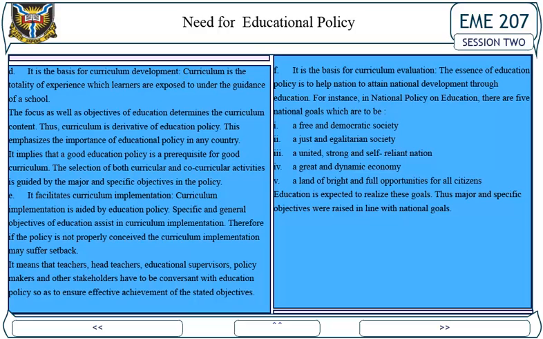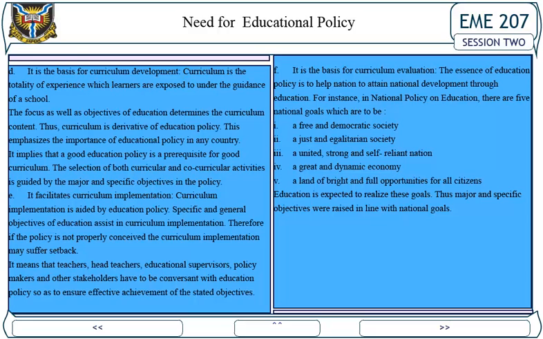This emphasizes the importance of educational policy in any country. It implies that a good education policy is a prerequisite for a good curriculum. The selection of both curricular and co-curricular activities is guided by the major and specific objectives in the policy. E. It facilitates curriculum implementation.